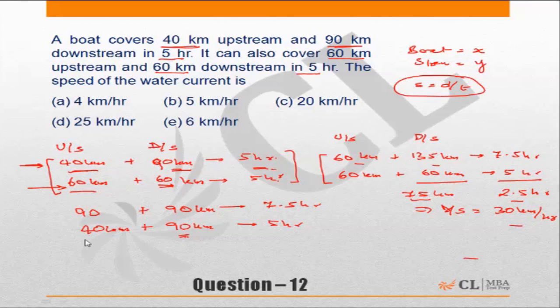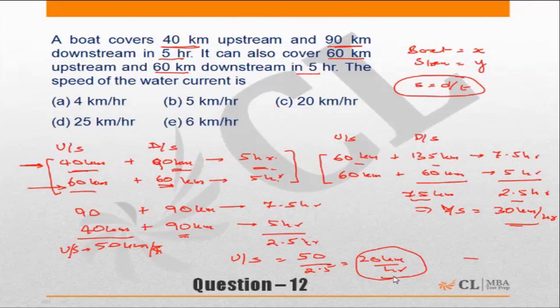Or in other words, we can say the gap of 2.5 hours between these two is on account of 50 kilometers of upstream. Or we can say the upstream speed is nothing but 50 kilometers in 2.5 hours, which is equal to 20 kilometers per hour. So we know that the downstream speed is 30 kilometers per hour, upstream speed is 20 kilometers per hour, or the speed of water current should be 30 minus 20 upon 2, which is equal to 5. So the correct answer here is 5.